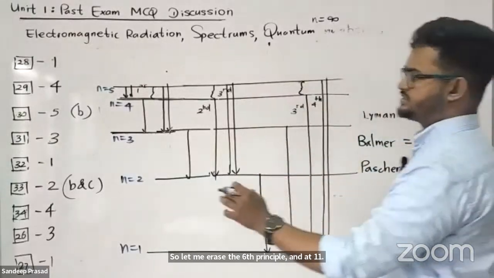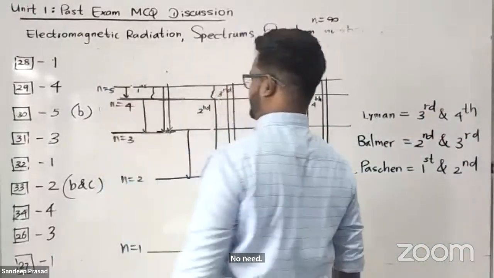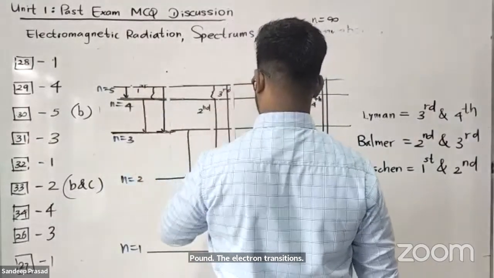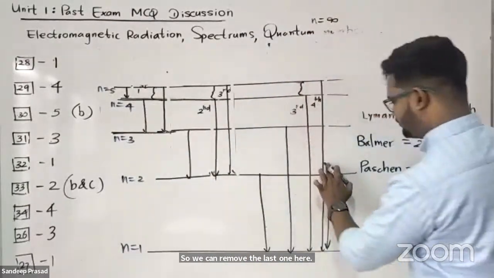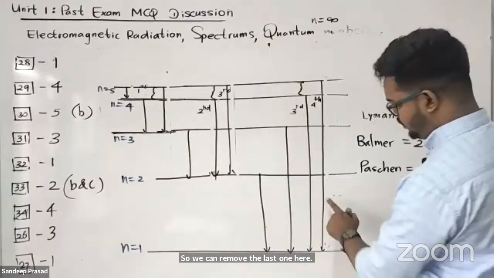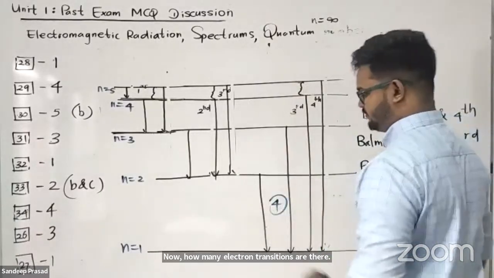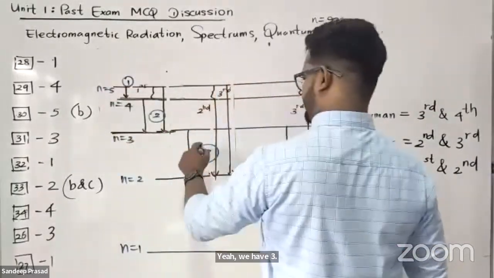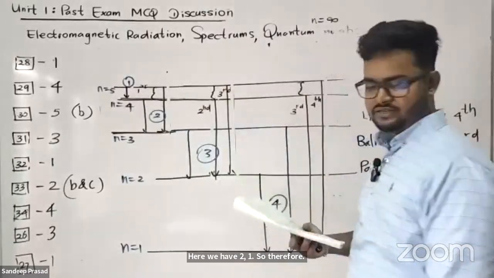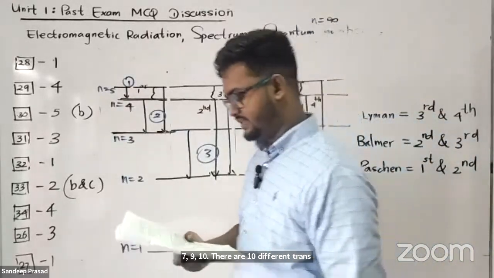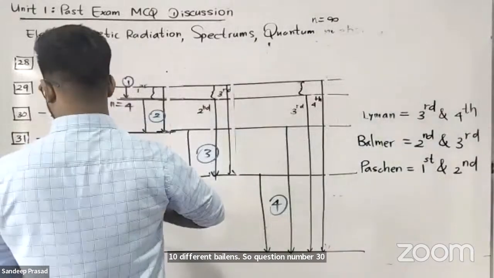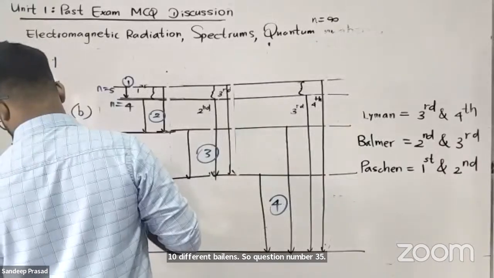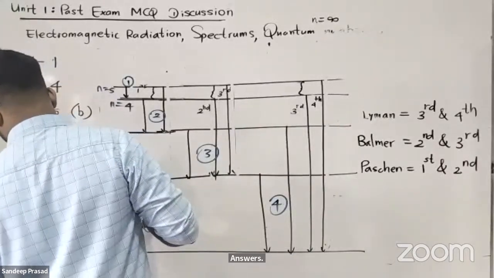Students, now count the electron transitions which are possible. So we can remove the last one here. Now, how many electron transitions are there? Okay. Here we have 4 lines, 4 wavelengths. Here we have 3. Here we have 2. Here 1. So therefore, 4, 7, 9, 10. There are 10 different electron transitions, 10 different wavelengths. So question number 35 answer is... question number 36.